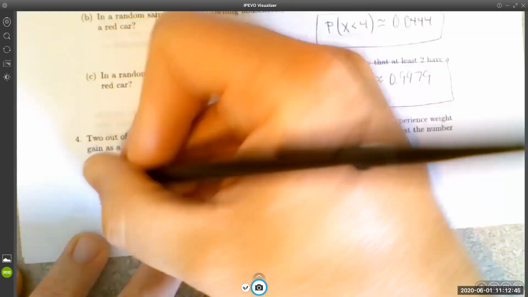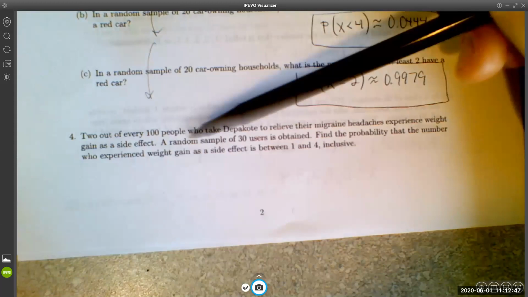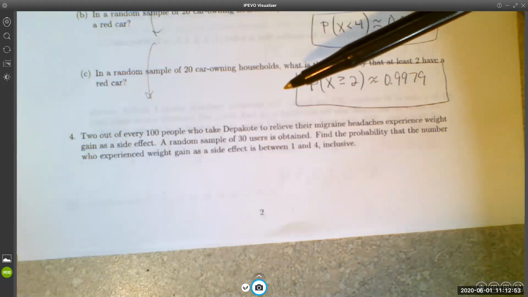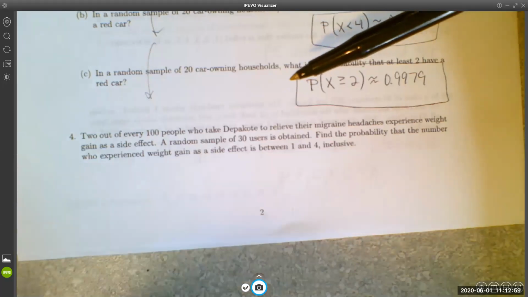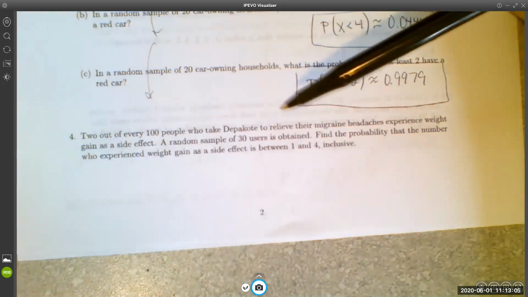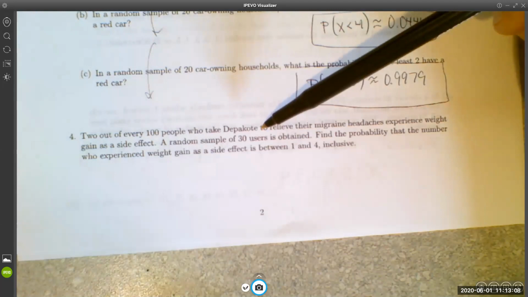Okay, so first of all, this is a binomial experiment, right? You either experience weight gain as a side effect or you don't. Okay, so it's a binomial thing for sure. And it's also independent, right? Whether or not you experience weight gain has nothing to do with whether or not somebody else did. So yeah, they're independent trials. You're running the trial a fixed number of times, et cetera, et cetera.